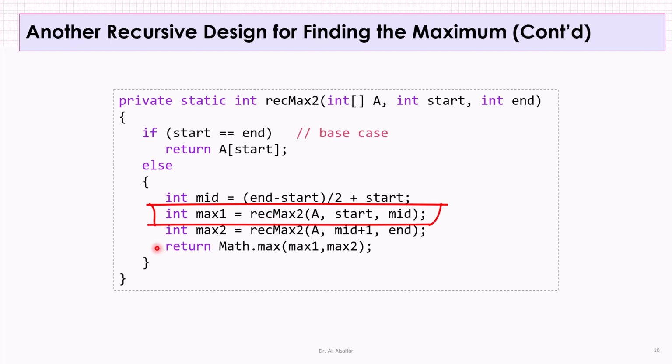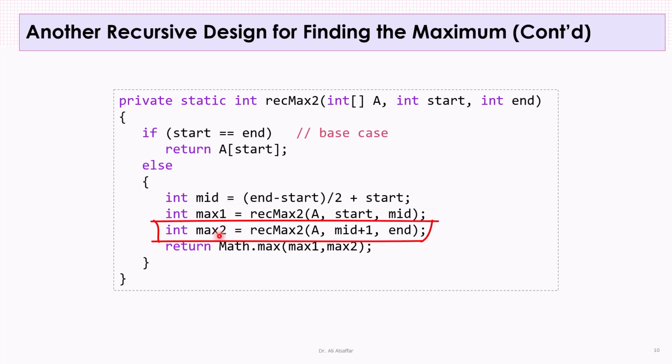At this stage, we have to compare these two values and select the maximum as the return value of this method call. It is clear from the implementation of the code inside the method that first the method is calling itself on the first half of the array, and then after returning from this call, it calls itself again on the second half of the array.